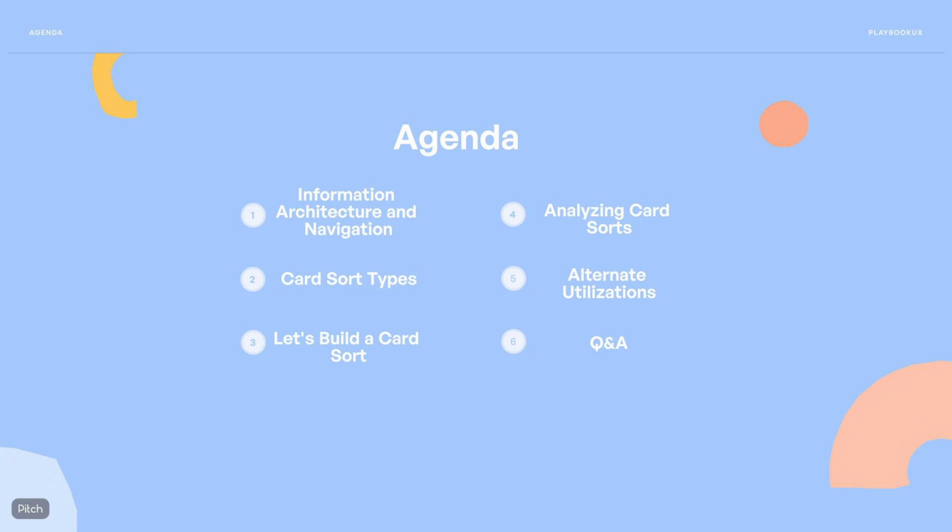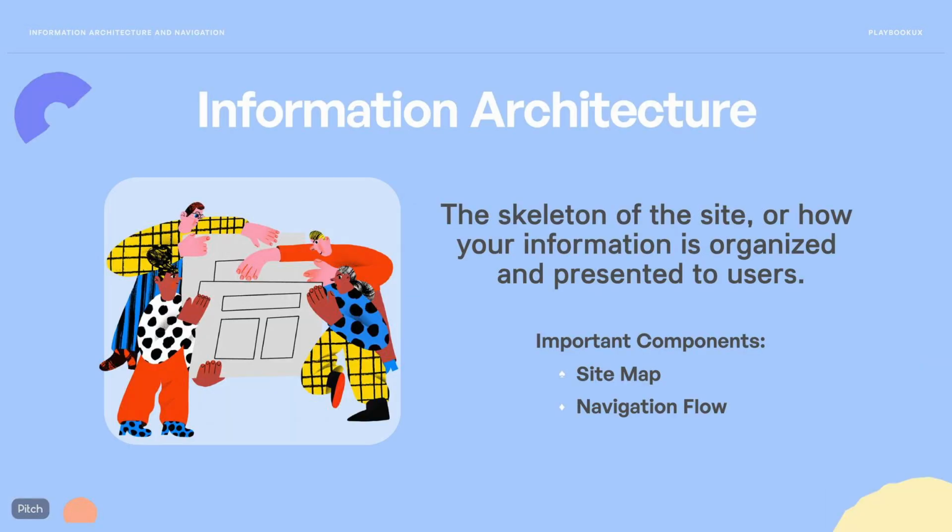Awesome. So here is our agenda. And at the very end, we're going to be analyzing some card sorts as well as building our own card sort. And we'll also talk about some alternate utilizations that I've seen other researchers use, as well as a Q&A here at the end. So first, we're going to go ahead and talk about information architecture and navigation.